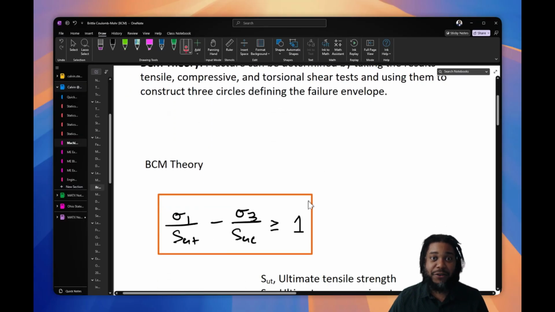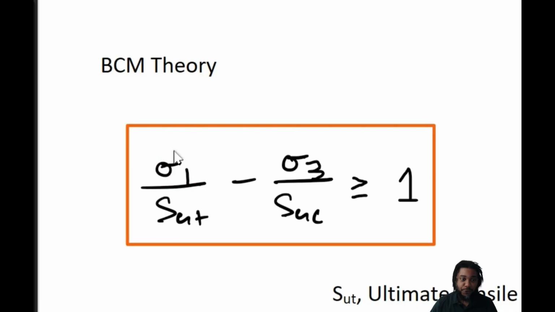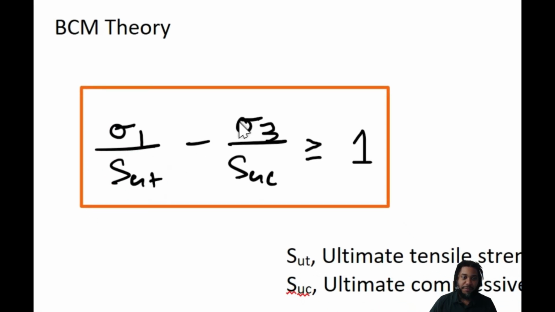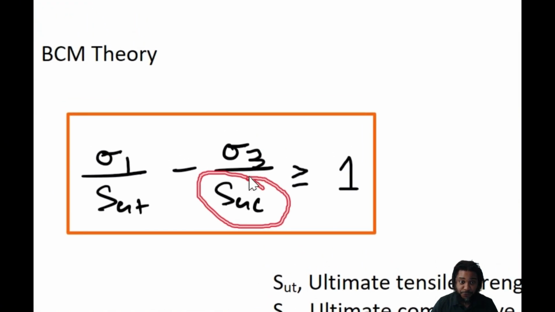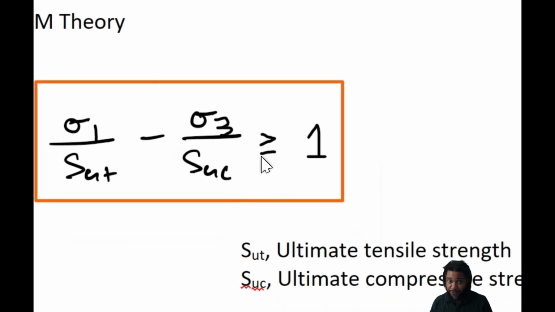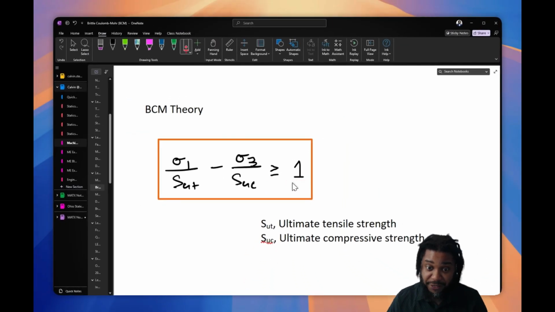Now, the mathematical form of the Brittle Coulomb-Mohr theory is very similar to the ductile theory, where the first principal stress divided by the ultimate tensile strength minus the third principal stress divided by the ultimate compressive strength. If it is greater than or equal to 1, then fracture or failure of our structure occurs.